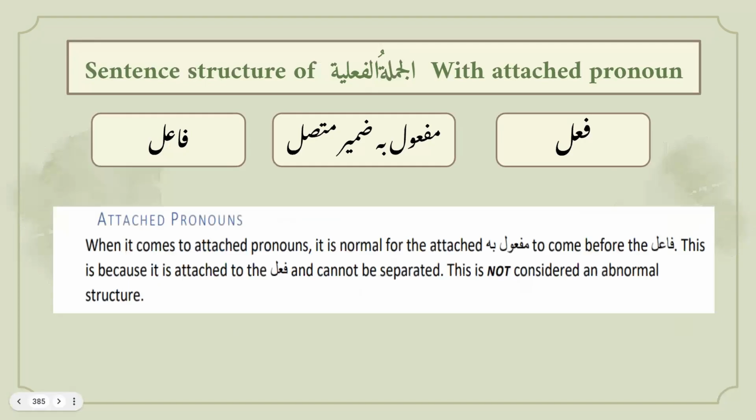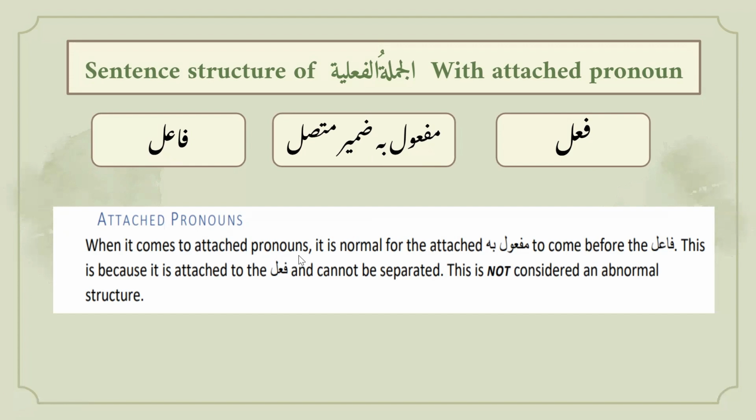Now, another sequence that you usually find is that in most sentences there is a fa'il verb, and along with the verb there is a maf'ul bihi damir muttasil, an attached pronoun. There is a pronoun attached to the verb, and then after that you see the fa'il, the doer.